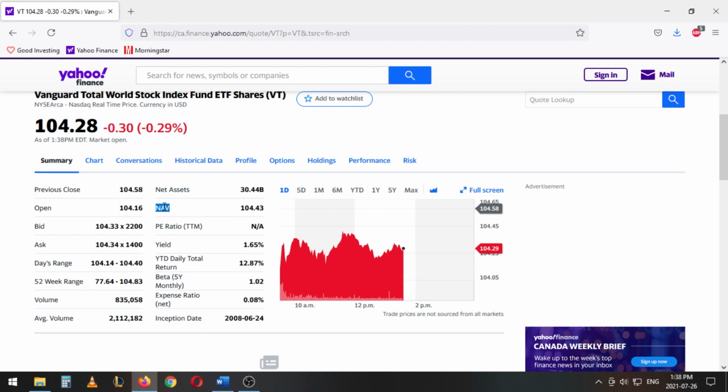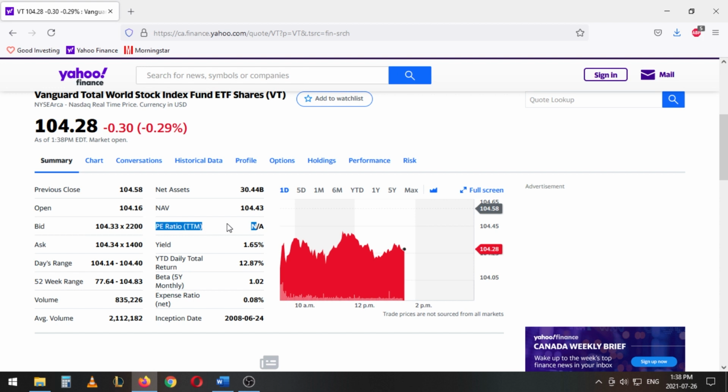NAV, this is the net asset value. So this is probably looking at the value of all the different companies that are inside, right? And if you were to add up all of those values, you would get to $104, which is always going to be right around where the share price is, but it might not be exactly that number.